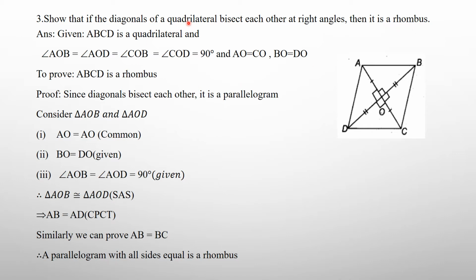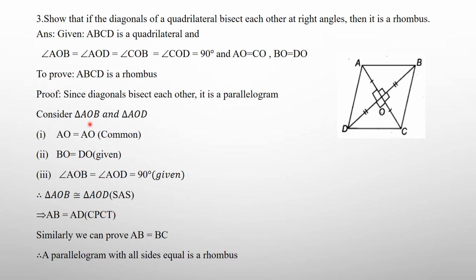We can say a quadrilateral will be a rhombus if it is a parallelogram with all sides equal. So first of all we should prove this quadrilateral ABCD is a parallelogram, and then we should prove all the four sides are equal. We are already given that the diagonals bisect each other. We have already learned in the previous theorem, if the diagonals bisect each other in a quadrilateral, it is a parallelogram. So we can say ABCD is a parallelogram. Now we are going to prove all the four sides are equal.